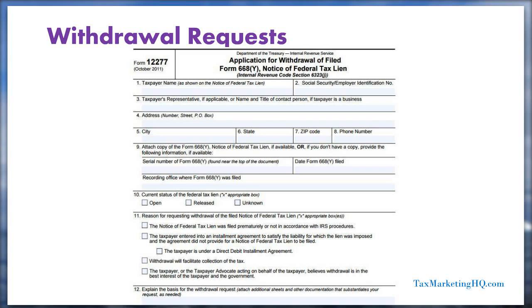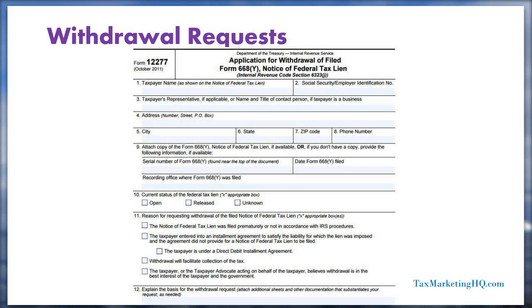You also want to indicate the reason for requesting the withdrawal. And these reasons cover the items that we've already discussed. So the notice of federal tax lien was filed prematurely or not in accordance with IRS procedures. Taxpayer entered into an installment agreement. And there's the direct debit provision. Withdrawal will facilitate collection. And then there's the taxpayer advocate provision that we're not going to really delve into.